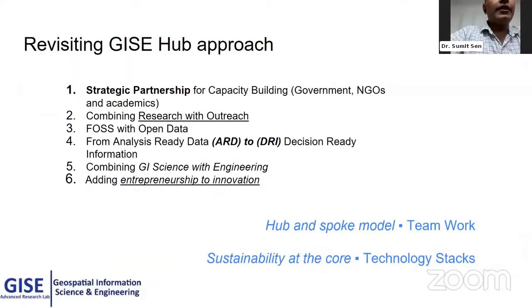So again, revisiting the GIC Hub approach, we have all the 6 points that we had put up earlier, and we speak about hub and spoke model as teamwork and sustainability by developing technology stacks, working to enable technology, geospatial technology stacks. Can we go to the next slide, please?